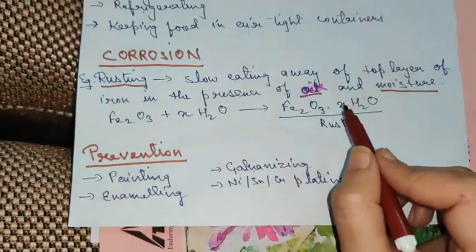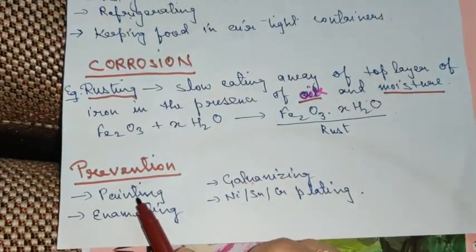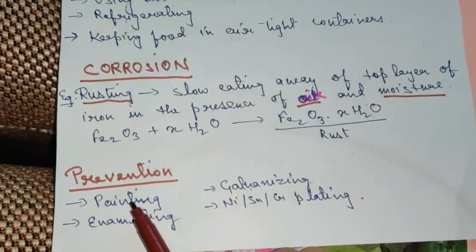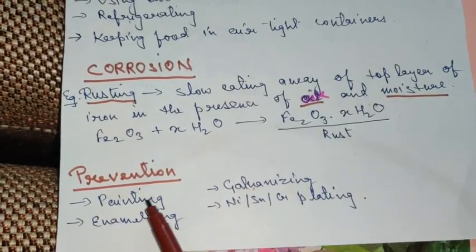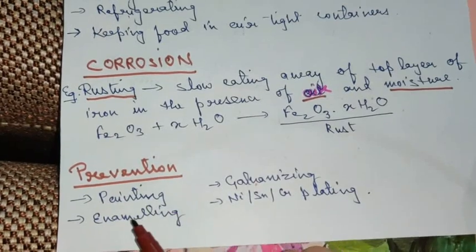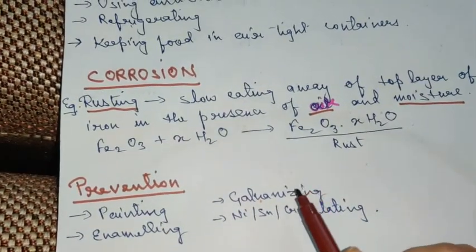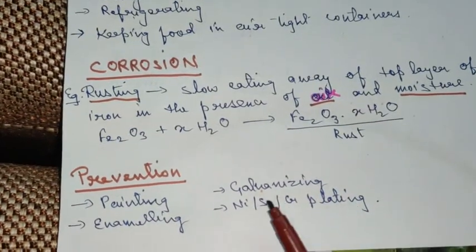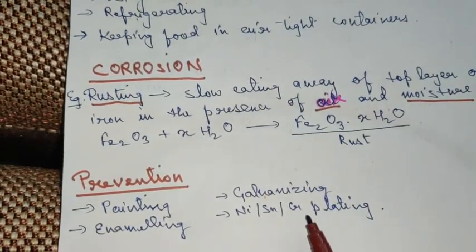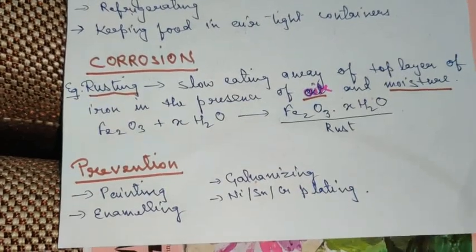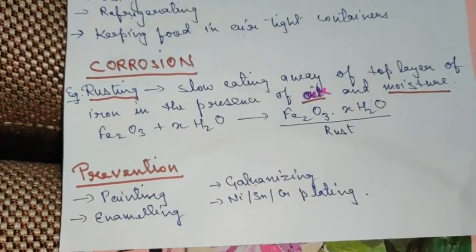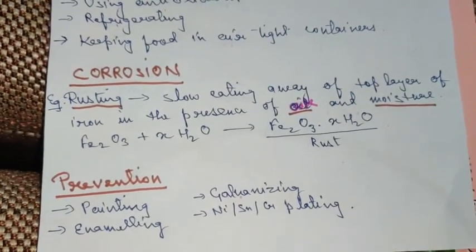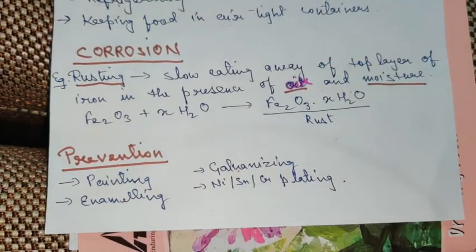Now how can you prevent rusting? The first and the most common method is painting. By painting an iron surface, you can prevent rusting. Enameling and galvanizing, that is coating with zinc, can also prevent rusting. Coating with nickel, tin or chromium can also prevent rusting, and you'll study corrosion in more detail in chapter 3 this year only, and for this chapter this much is sufficient.